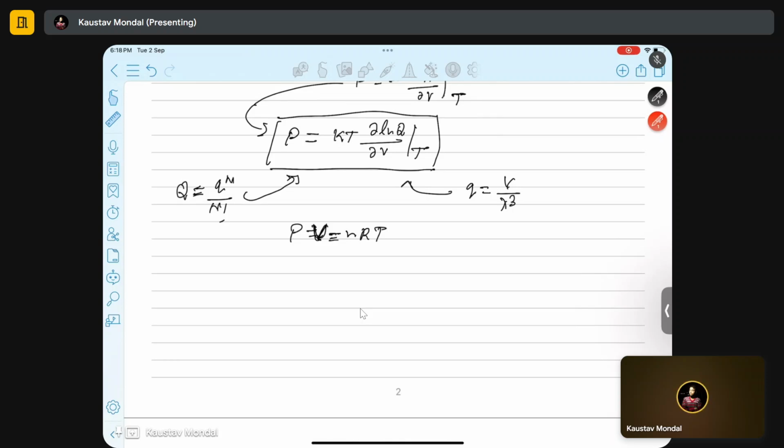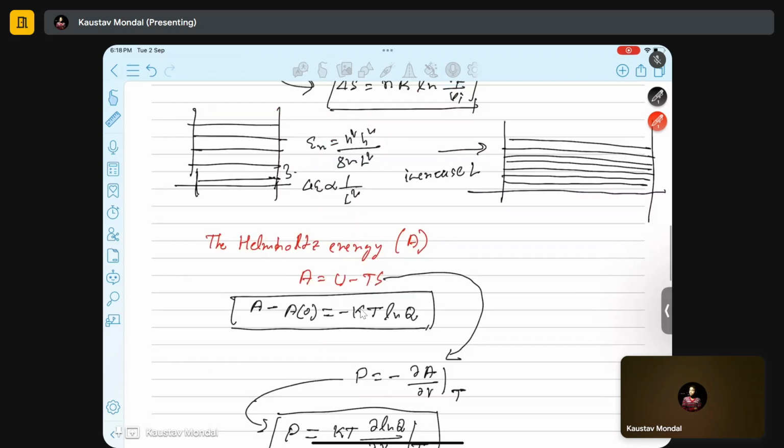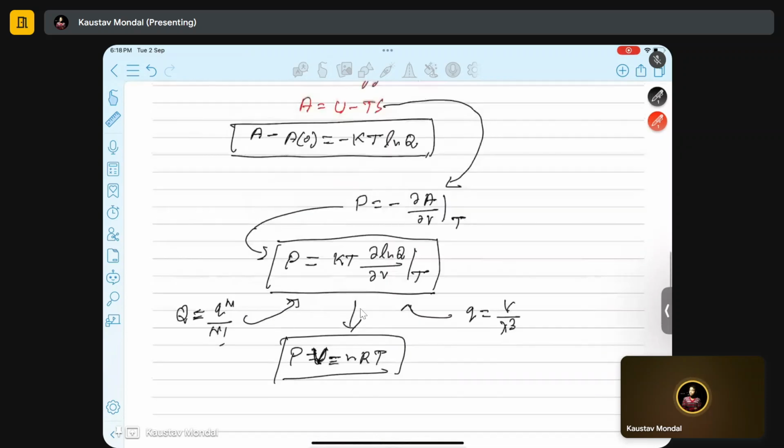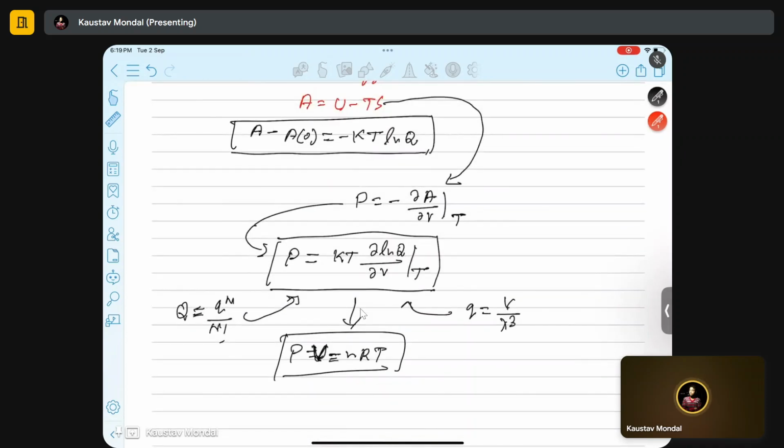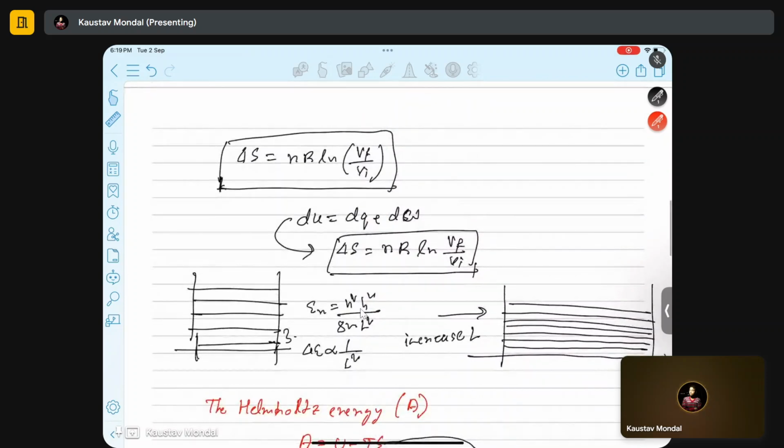Okay, so the main thing here is that the general expression of pressure that we calculated in terms of the capital Q is consistent with thermodynamics. So these are some of the things that we discussed in our previous tutorial class.